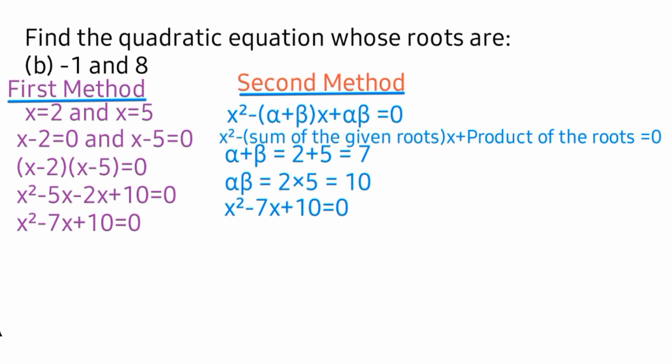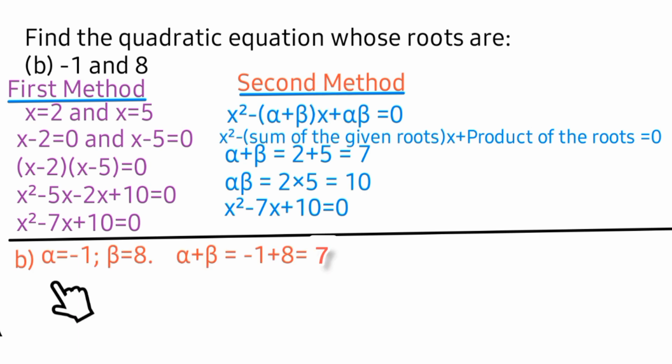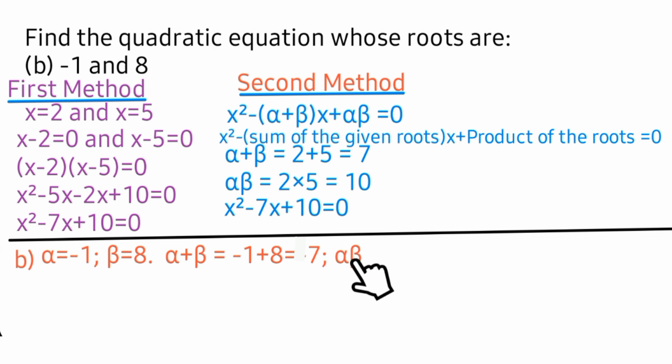Now let's answer the b part of the question, which asks us to find the quadratic equation whose roots are -1 and 8. We can do this by applying any of these methods. Applying the second method, alpha value is -1 while beta value is 8. Therefore, alpha plus beta will be equal to -1 plus 8, and -1 plus 8 is 7. Now let's find alpha beta, that is the product of these roots. Alpha value is -1 multiplied by beta value 8.